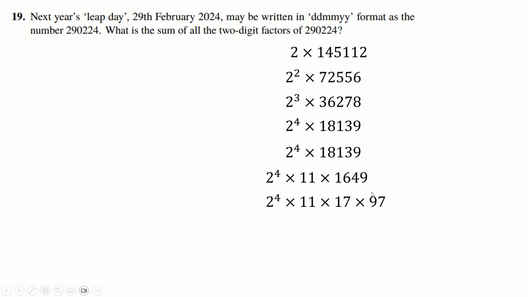And 97 I just know is prime, so I could stop there, because you've tested everything too big anyway. So this is the prime factorization. How do you get two-digit factors? Well, you just make some combination of these factors.